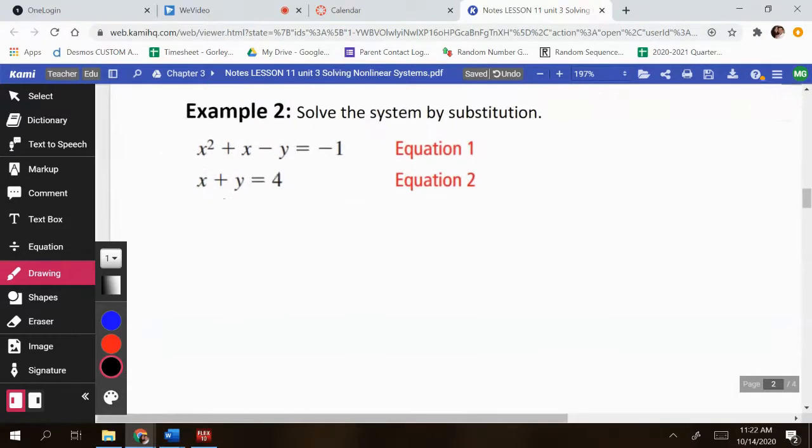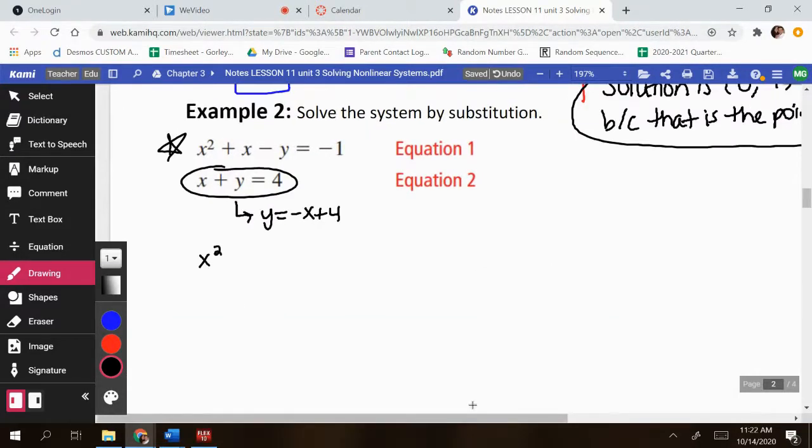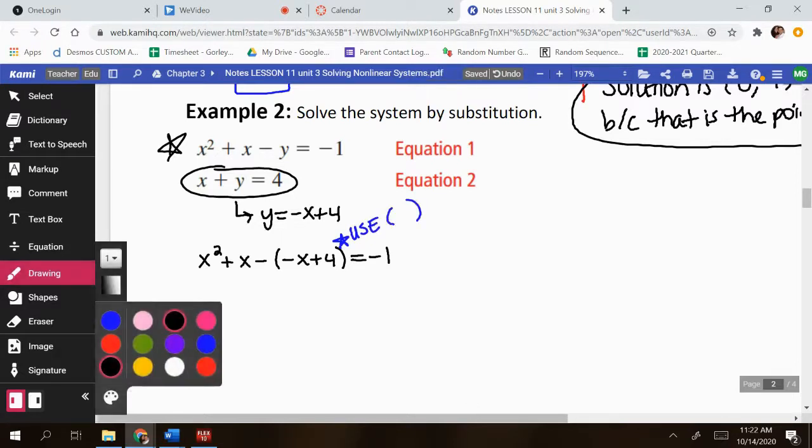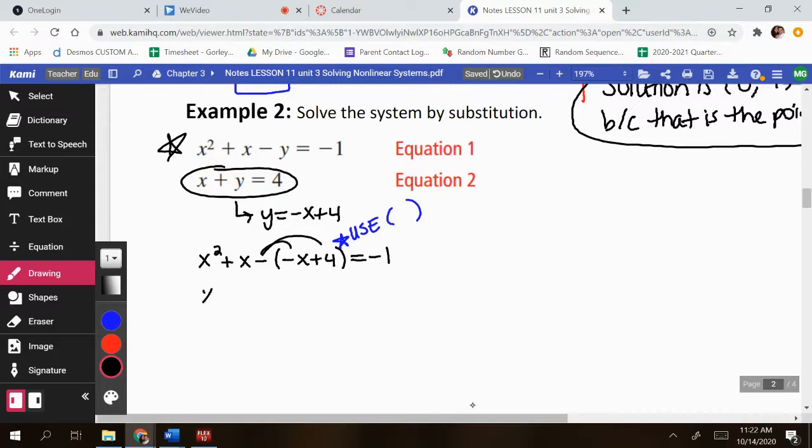All right. So we'll have x squared plus x minus y. Y was negative x plus 4 equals negative 1. Notice that when I plugged in negative x plus 4, I had to use parentheses. If you don't, it's going to screw you up. Make a note to yourself. So we'll get x squared plus x minus 4 equals negative 1.